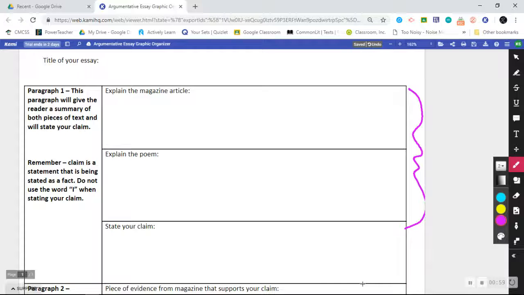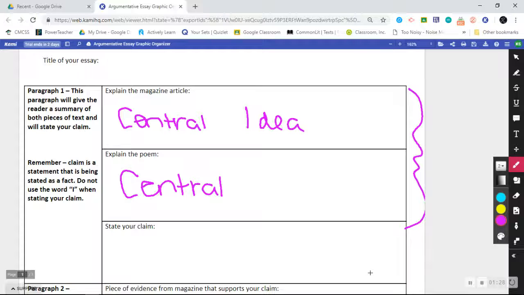The first paragraph will give the reader a summary of both pieces of text and will state your claim. When you did your T-chart for the writing prompt, the first part was to explain the two texts. So that's what you're going to do here. Basically, all that needs to go in here, you need to write the central idea. And down here, the central idea. That would be enough information. You could make it a little more detailed if you want to, but that's as far as you have to go right now.